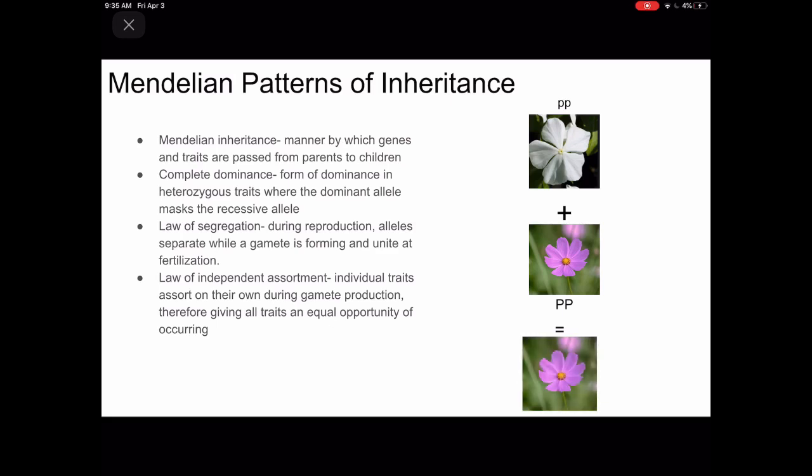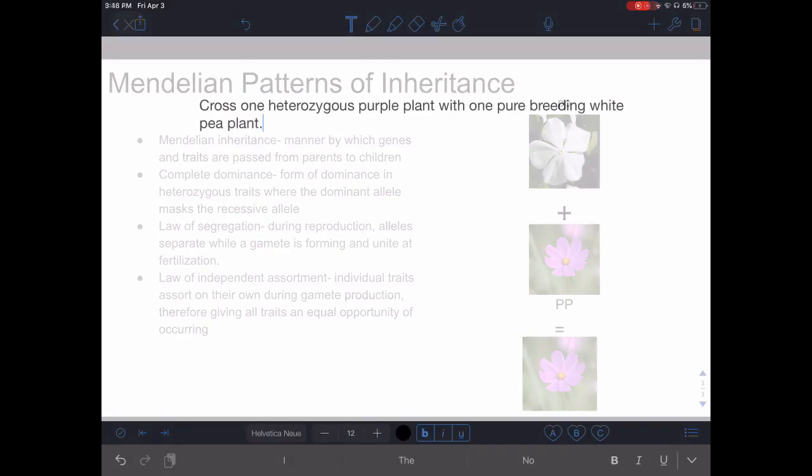When combining the alleles from each parent, however, he found out that all 4 of the flowers were purple due to the law of complete dominance. The dominant allele completely masked the recessive.